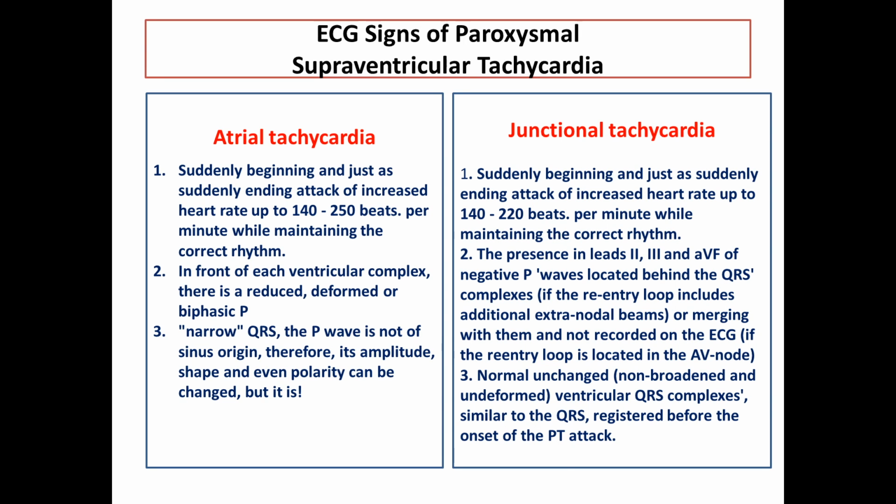The P wave is not of sinus origin, therefore its amplitude, shape, and even polarity can be changed. Junctional tachycardia is also characterized by a suddenly beginning and just as suddenly ending attack, but the heart rate is 140 to 220 beats. There is a negative P wave in leads second, third, and AVF located behind the QRS complexes or merging with them, and sometimes not recorded on the ECG, if the re-entry loop is located in the AV node. The ventricular QRS complex is unchanged, not broad, similar to the normal QRS registered before the onset of the paroxysmal tachycardia attack.